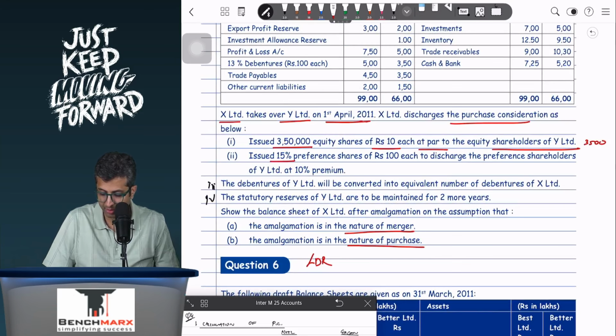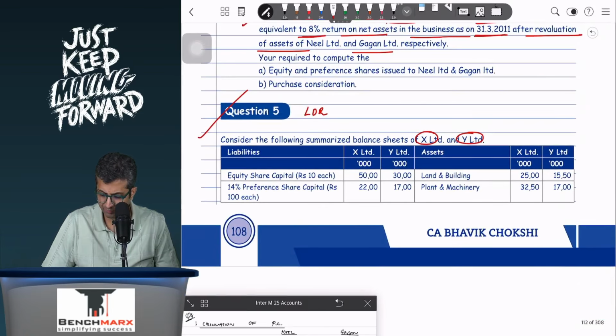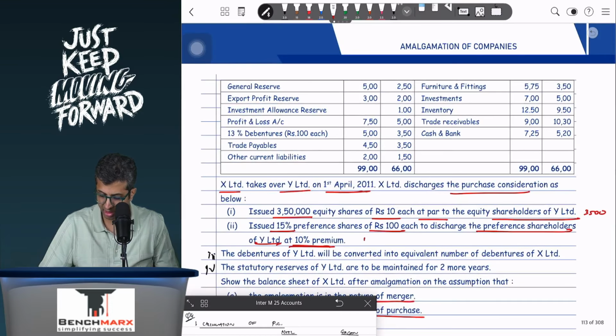And issue 15% preference shares of rupees 100 each to discharge the preference shares of Y at a 10% premium. So what are the preference shares of Y? I think 1700, and if I take 1700 plus 10% premium, can I say this is 1870? So this is your PC, probably 5370.